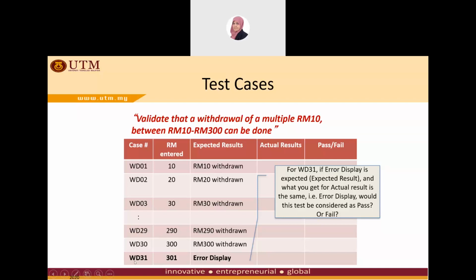And for case 31, if you enter 301, what we expect is an error display. And what you get for the actual result is the same. If in your actual result you get an error display, then this test can be considered pass or fail. If it is the same, meaning the actual result is also an error display, it means that the test is pass, because it is the same as what we expect.